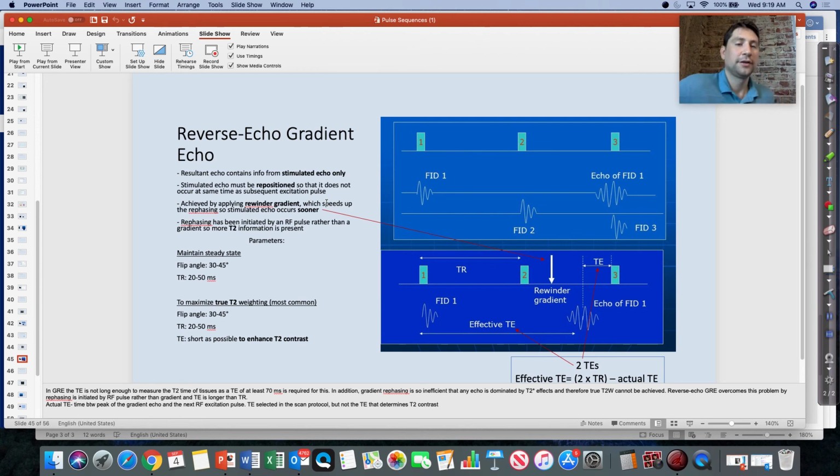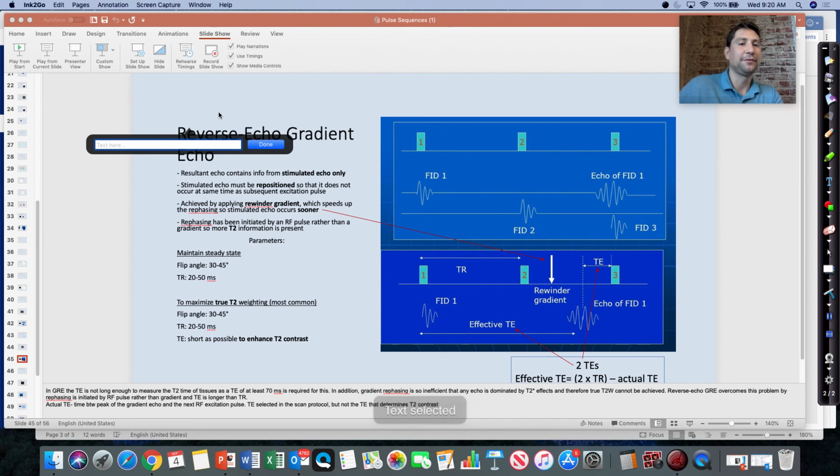The third gradient echo that we're going to talk about today, and this is where we'll stop, just to give you a break, and then we'll go over procedures. I don't want to fill your heads up with too much gradient echo stuff today. It's called the reverse gradient echo.